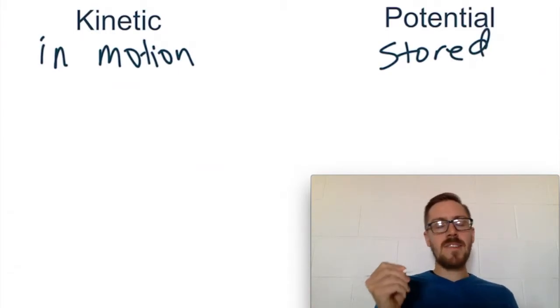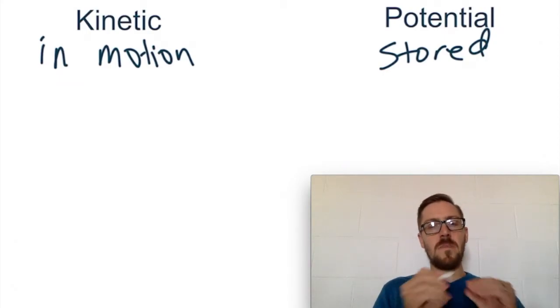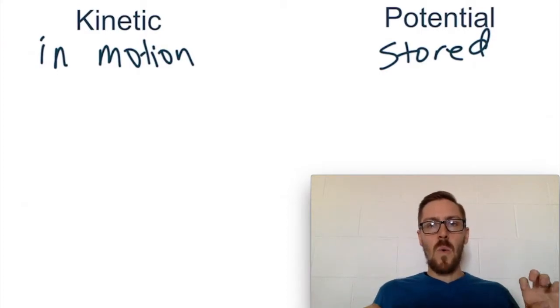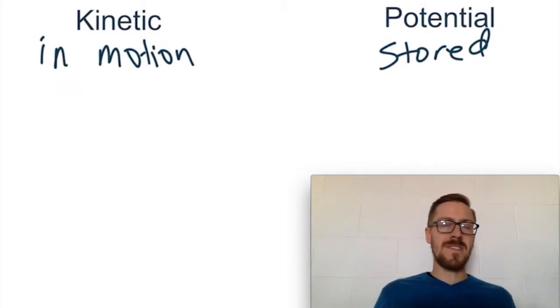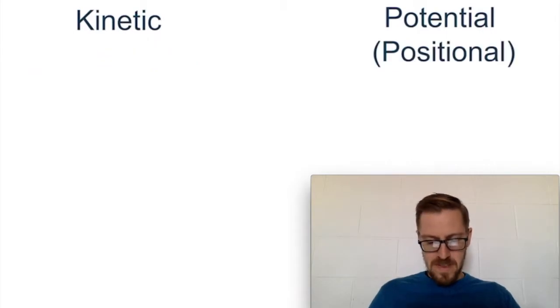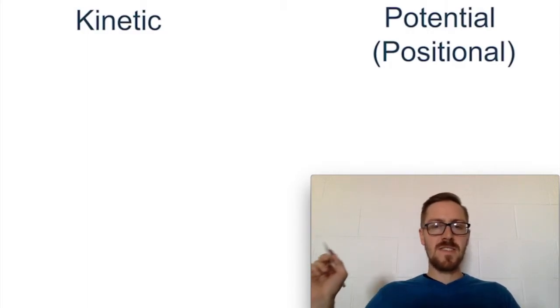Now, the way that energy is usually stored is in positions. So you can store energy by stretching out a rubber band or by bending a spring or by lifting something up. Those are ways that energy can be stored. So I actually think a better word for potential energy would be positional energy, because it's all about the position of the object that gives it the energy's storage.